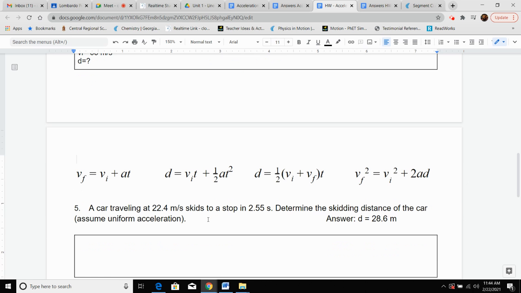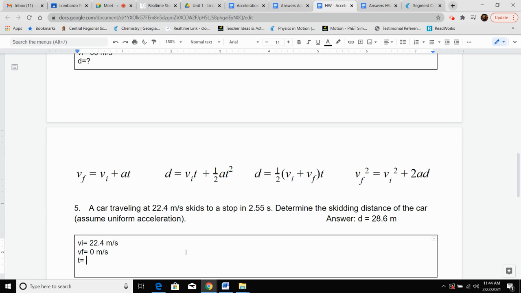Okay. In number 5, we have a car that's traveling at a certain speed, skids to a stop in this time, determining the skidding distance, assuming that there is a uniform acceleration. So what were we originally traveling at? This 22.4 meters per second. It says we come to a stop. Well, if you come to a stop, that means your final speed would be 0.